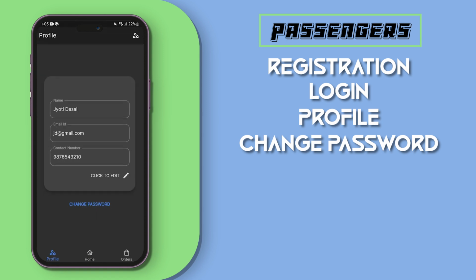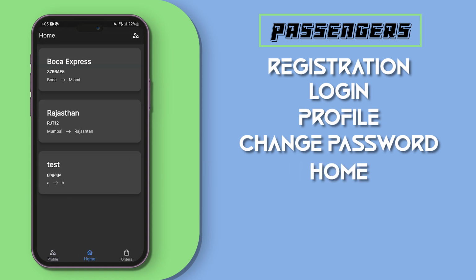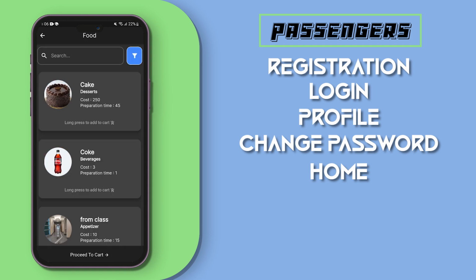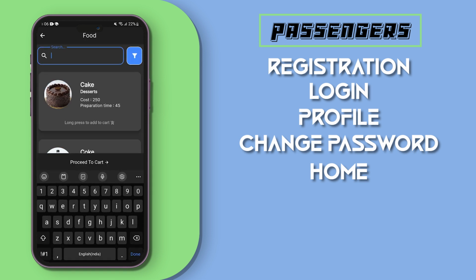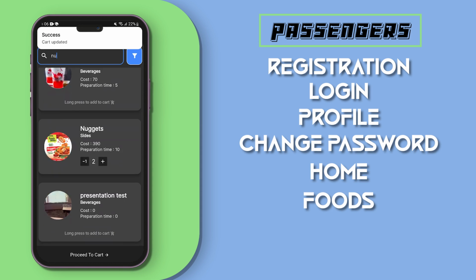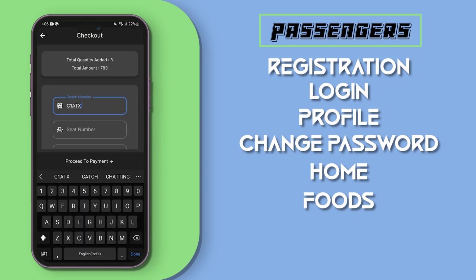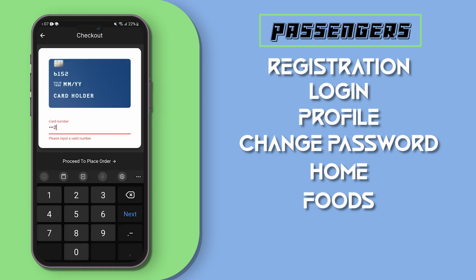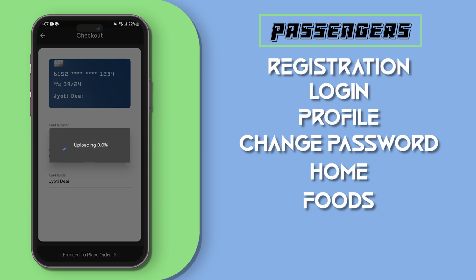Change password. If the passenger would like to change their password, they simply have to enter the old password and new password. Home. Once they are in the app, they can check train stops and browse through the available food menu. Foods. To order food, simply search, filter, and add it to your cart.